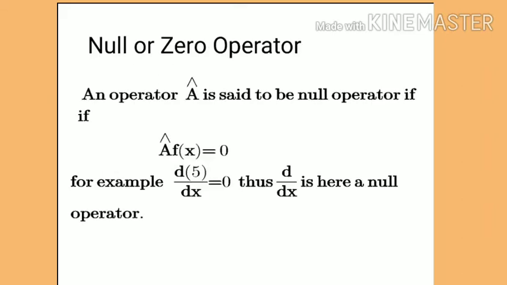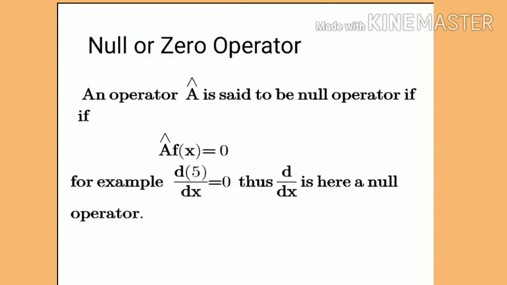Null operator or zero operator. An operator A cap is said to be a null operator if A cap f(x) is equal to 0. If we apply an operator on a function and we get 0 as a result, then we can say that the operator is a null operator for the particular function.